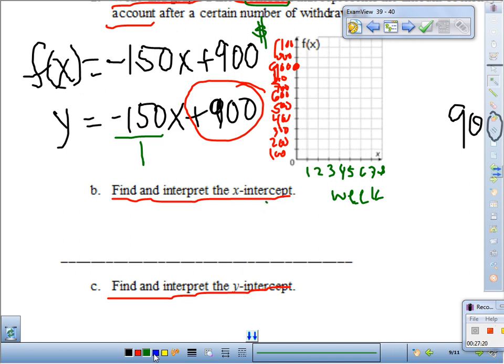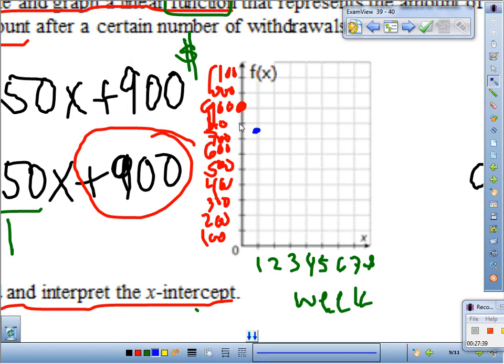All right, so let's graph this. After 1 week, he has 900, but it goes down 150. So where are we at? 750, so it's in between 800 and 700, and then one to the right, so we place our point right there. Let me zoom so you guys can see it. From 900, we went to 750 and one to the right. Again, down how much? So from 750, you go down 150, so we are at what? 600 and one to the right.